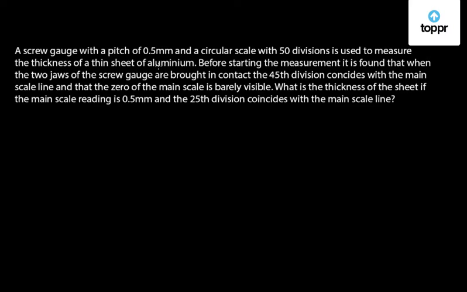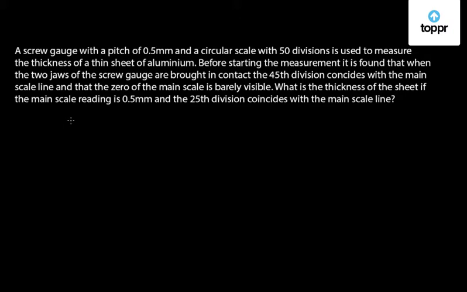Before starting the measurement, it is found that when the two jaws of the screw gauge are brought in contact, the 45th division coincides with the main scale line and that the zero of the main scale is barely visible. What is the thickness of the sheet if the main scale reading is 0.5 mm and the 25th division coincides with the main scale line? So let us try to solve this problem.